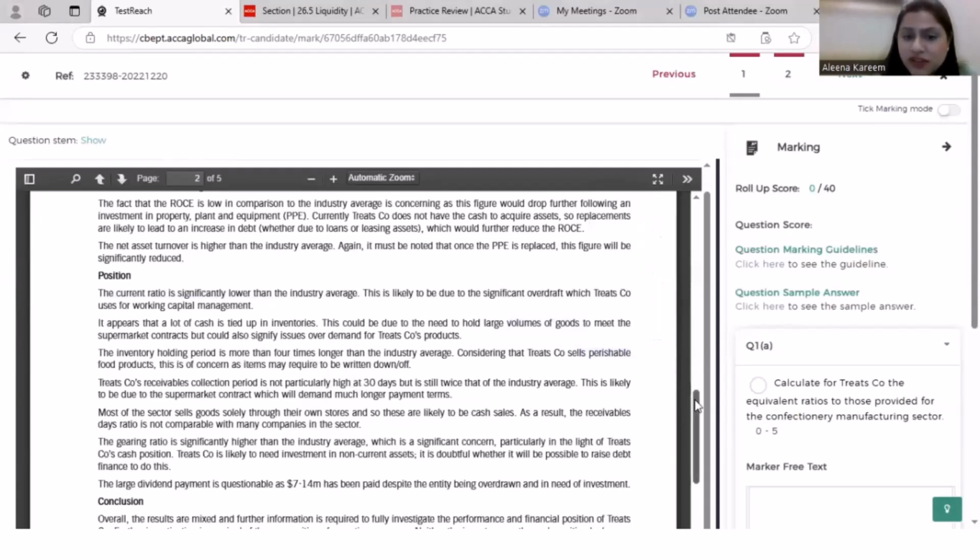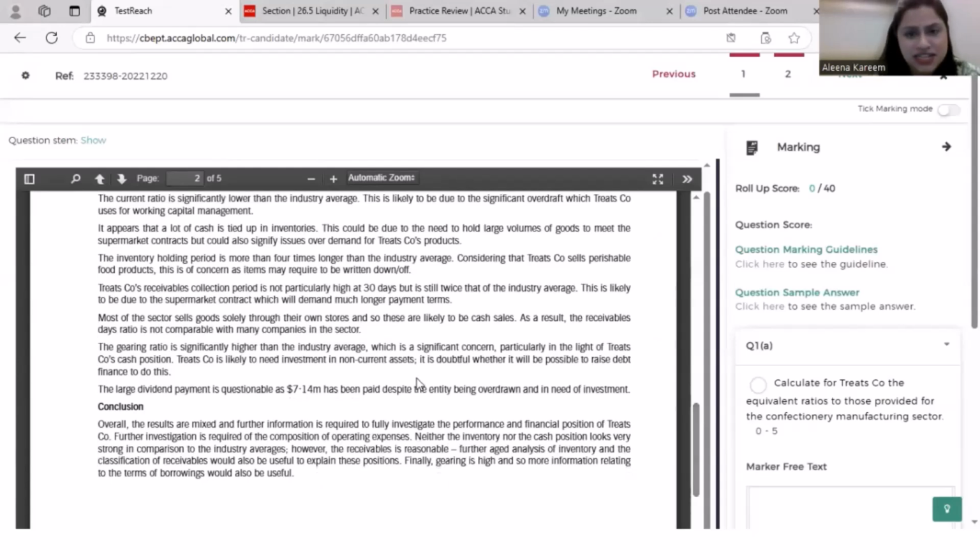So you see, whatever we have covered, same kind of things are being tested over here also. Receivable collection period, they are talking about it. And again, they are linking it that in case of a supermarket, the contract might be much larger. Then most of the sectors sell goods through their own stores and they're likely to be in cash. And then in such cases, the receivable collection period, that may not be a very big problem.